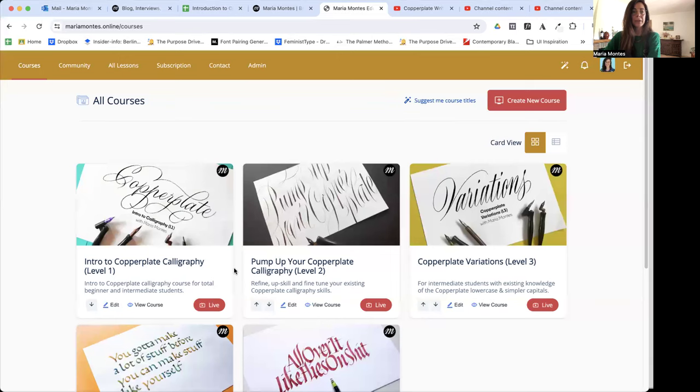And I'm going to walk you through the contents of this course because I think it is a very handy opportunity to see the visual contents that are included in this course. So with this announcement, I am focused on my first introductory course, which is a level one introduction to copperplate calligraphy. So I'm gonna be sharing the screen with you and walking you through the contents.